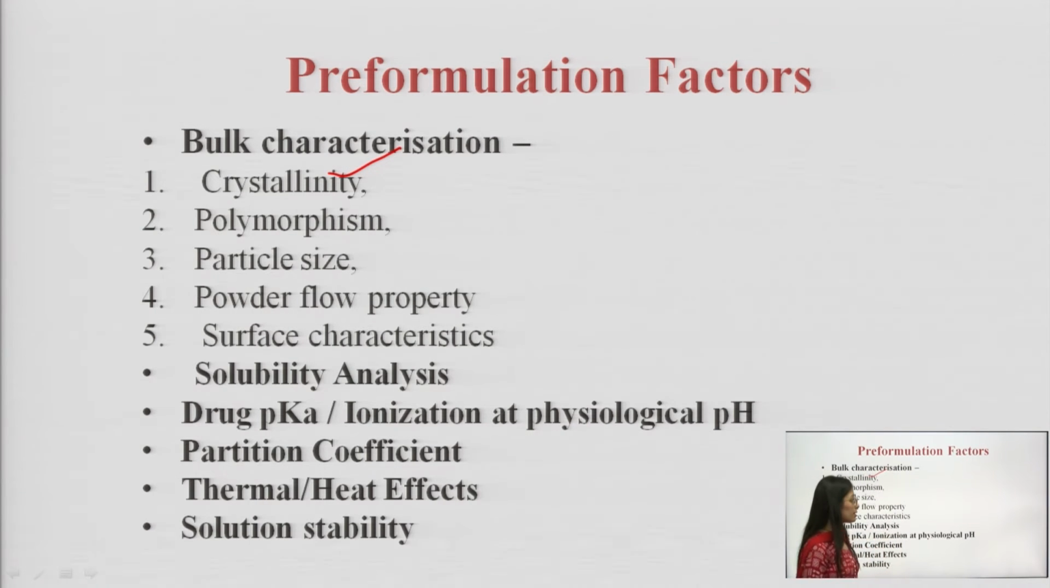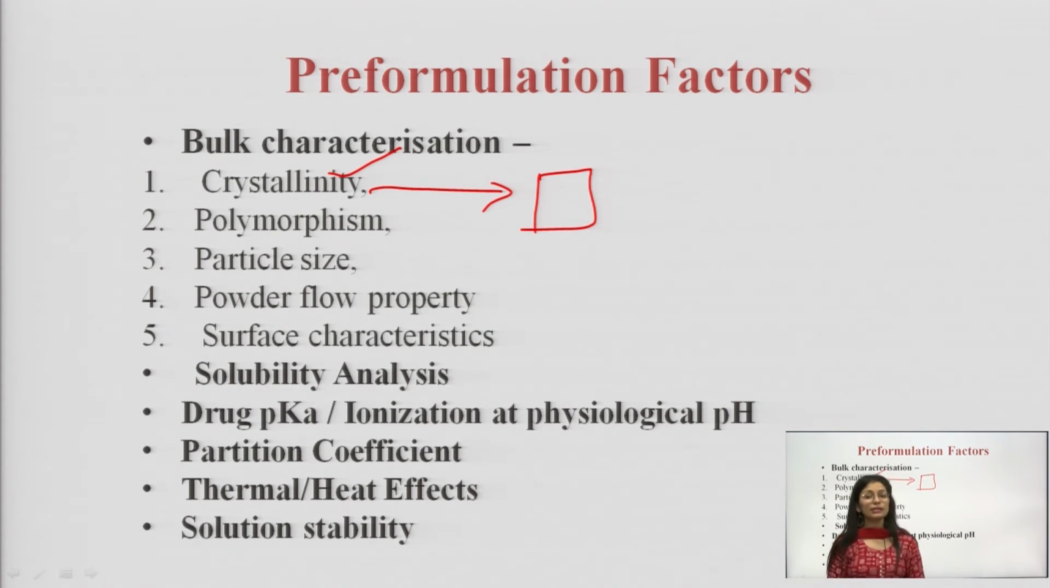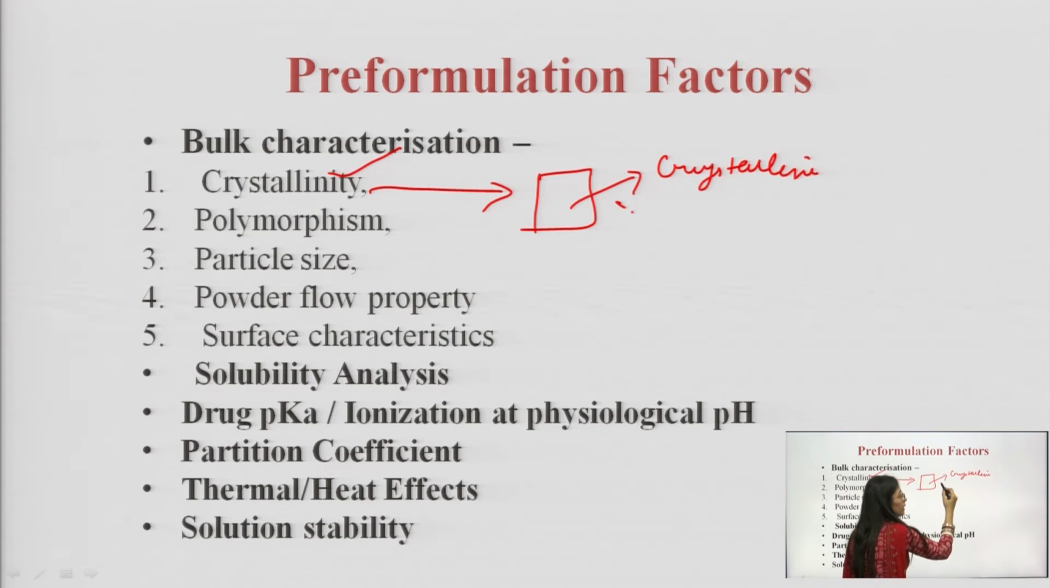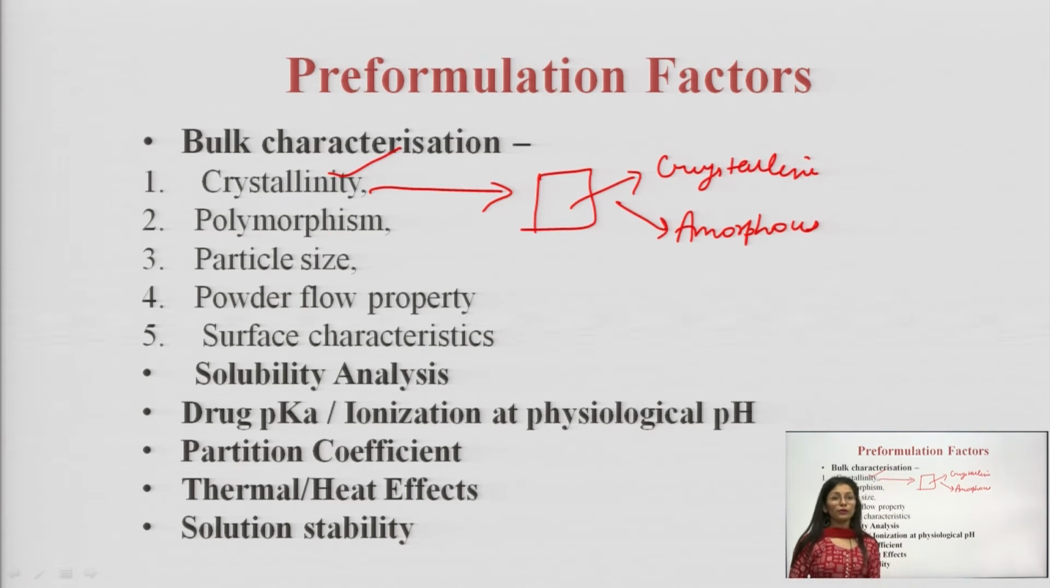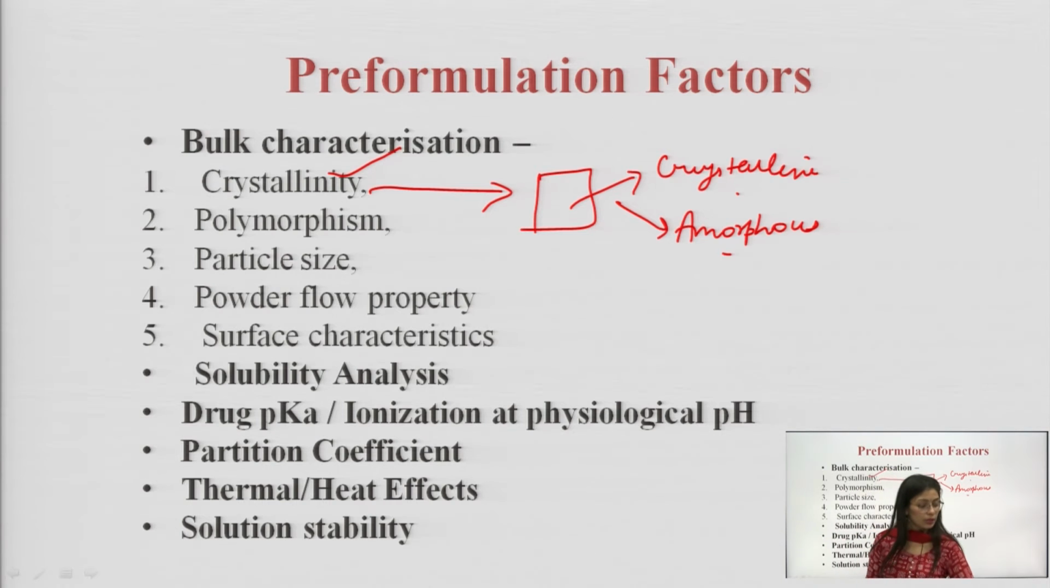Moving on, bulk characterization. In bulk characterization, we have crystallinity, that is the first point. Crystallinity means when we have crystals. We are talking about crystals over here. Crystals can be of two types. The arrangement of a crystal can be crystalline, or it can be amorphous. If your particular drug is crystalline or amorphous, we have to identify it. How are we going to identify it? By means of different structures.